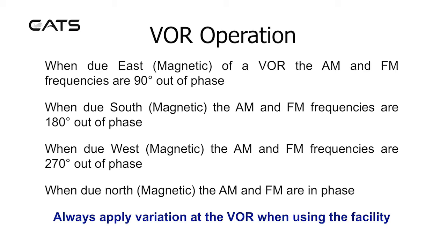VOR operation. When due east, magnetic of a VOR, the AM and FM frequencies are 90 degrees out of phase. When due south, they are 180 degrees out of phase. When due west, 270 degrees out of phase. And when due north, the AM and FM frequencies are in phase. Always apply variation at the VOR when using the facility.